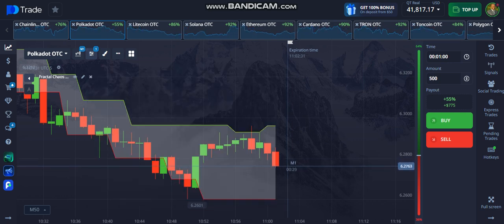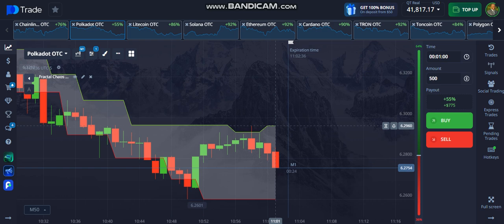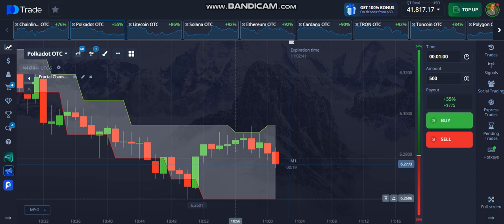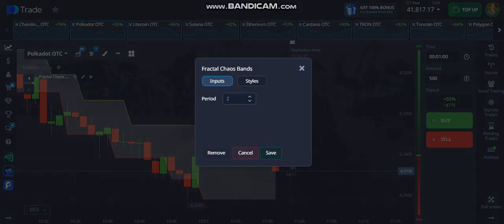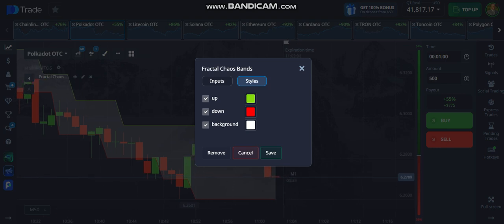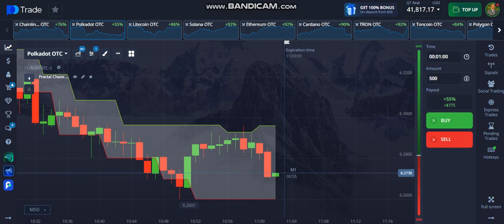Okay. So when we have our fractal chaos band set up here, you have a green line here, which represents a dynamic level of resistance, and a red line, which represents a dynamic level of support. And in my indicator settings here, I have the period set to 2, which is the default setting. So we're going to keep the default setting. And in the style settings, I only changed the background to white here.